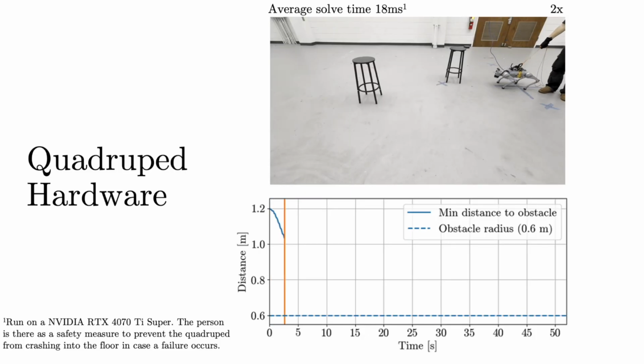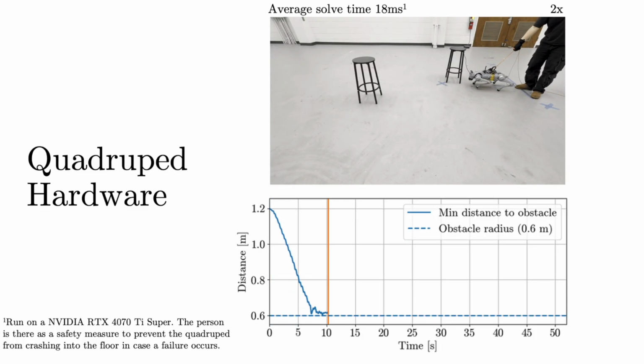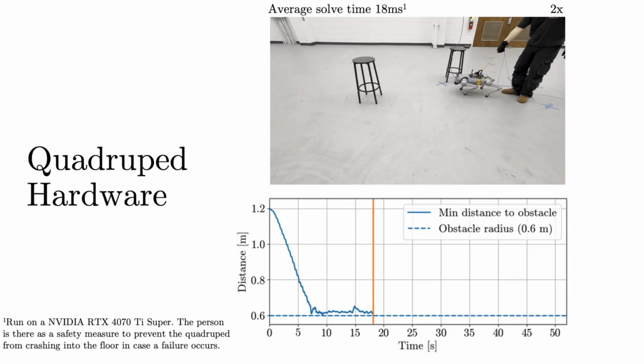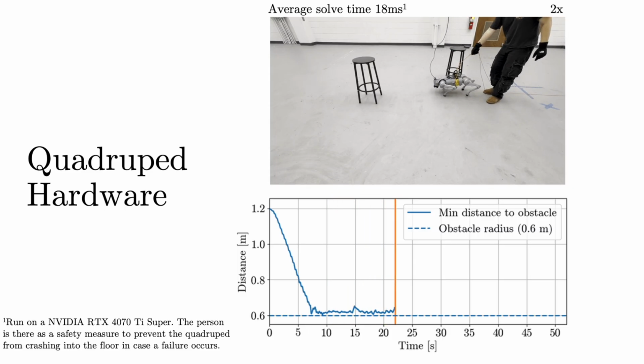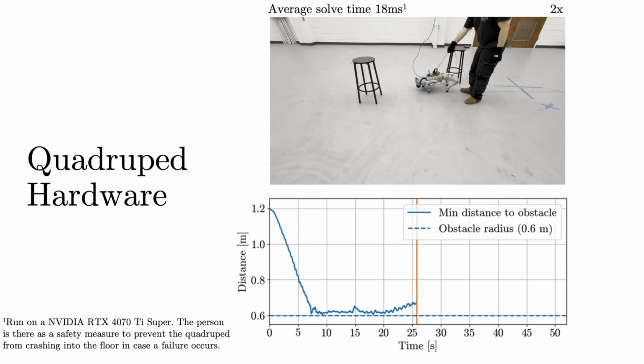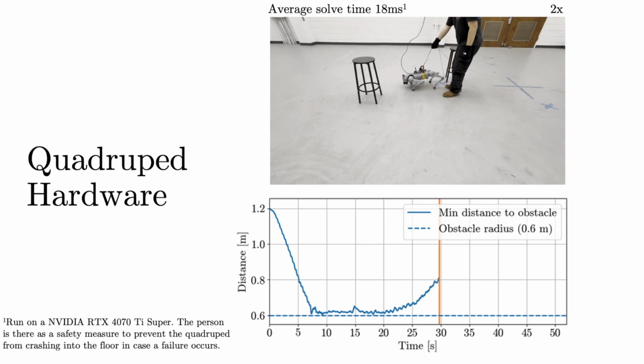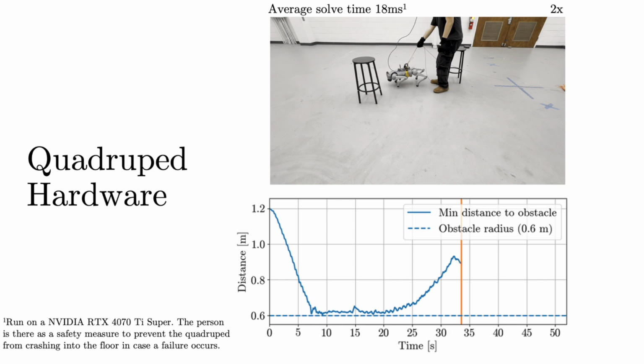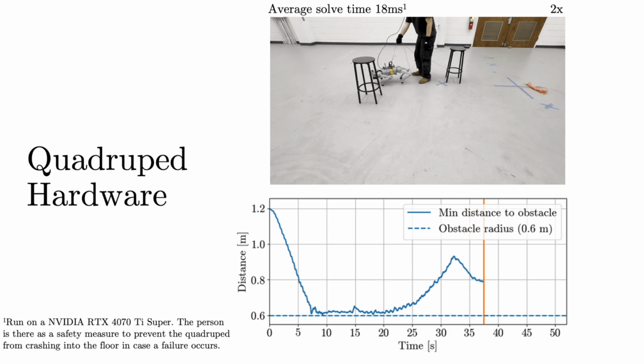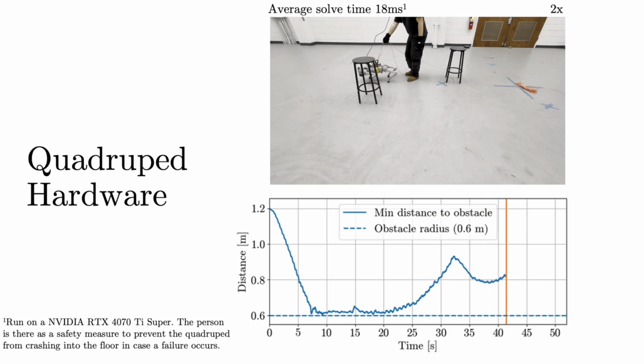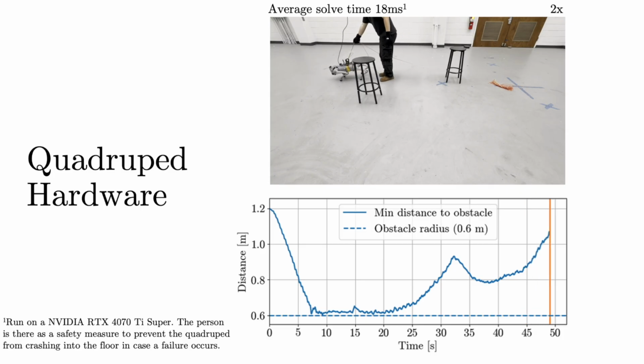We demonstrate the practical capabilities of our method on real hardware. In this experiment, our Unitree Go 2 EDU quadruped navigates around two obstacles using the nominal controller running at 50 Hz, with an average solve time of 18 milliseconds. Throughout the experiment, the robot successfully avoids the obstacles without violating any constraints, demonstrating that our method is both safe and capable of real-time operation.